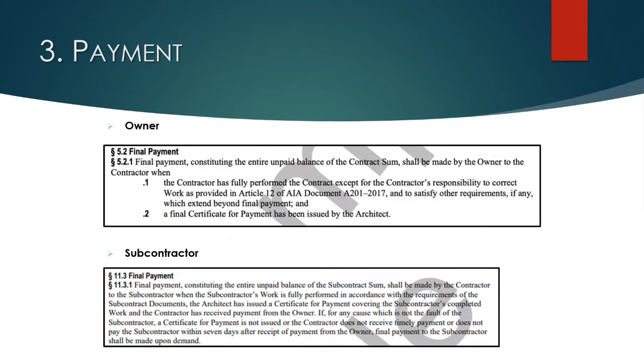Next slide. This is a final payment provision from the AIA, talking about what it takes to get final payment from the owner and from the general contractor. The other thing to keep in mind in the payment portion of the prime contract and subcontract provisions is what are we doing about retainage? How much is going to be withheld during the course of the project?